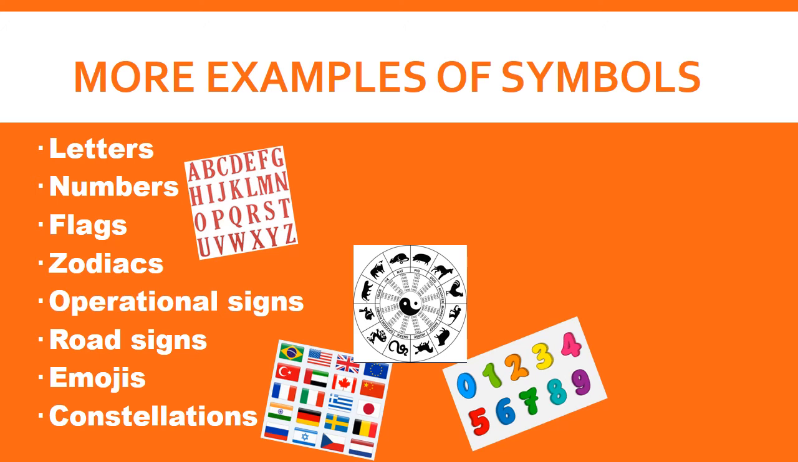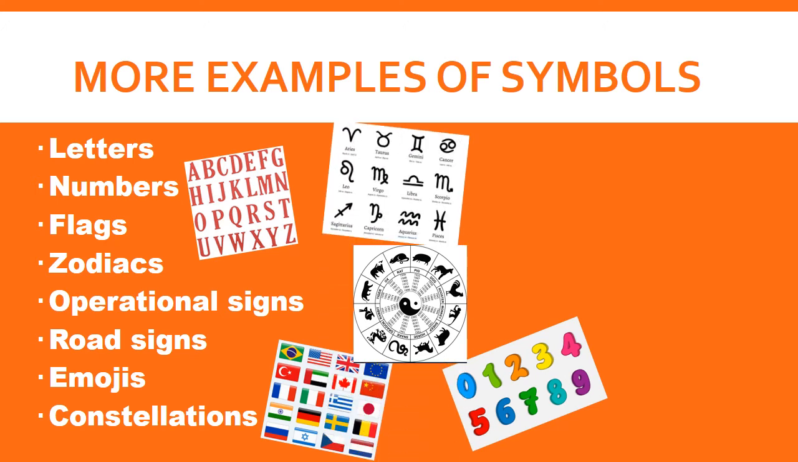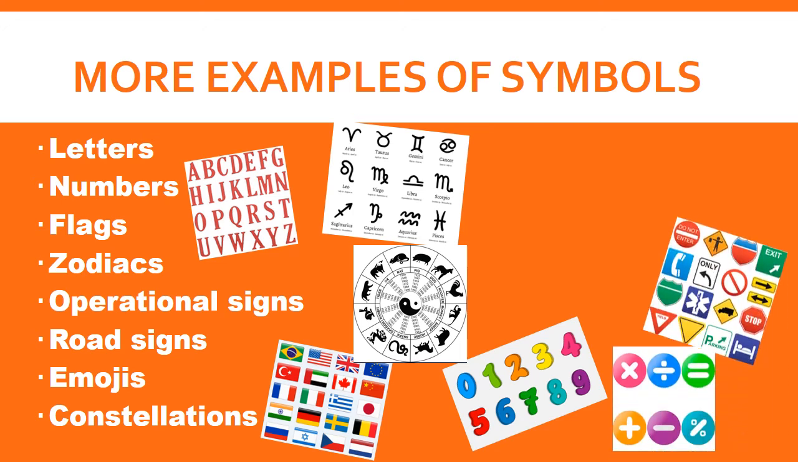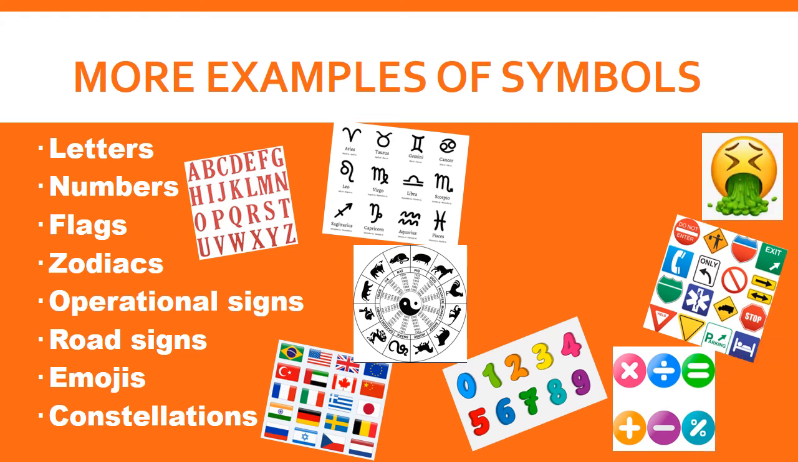Zodiacs. There's the Chinese zodiac. Those are the other zodiac, monthly zodiacs. Like if you were born in January, you would be a Capricorn. Operational signs in math, road signs, even emojis. Emojis are also symbols. That person is sick.